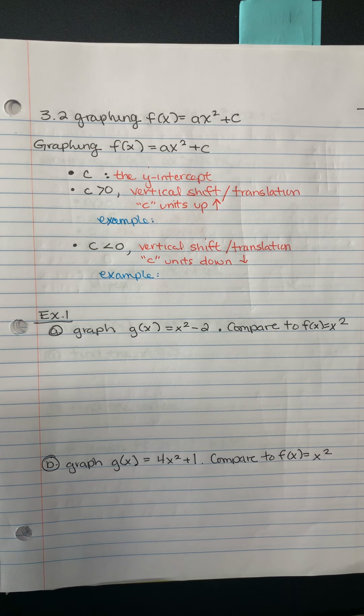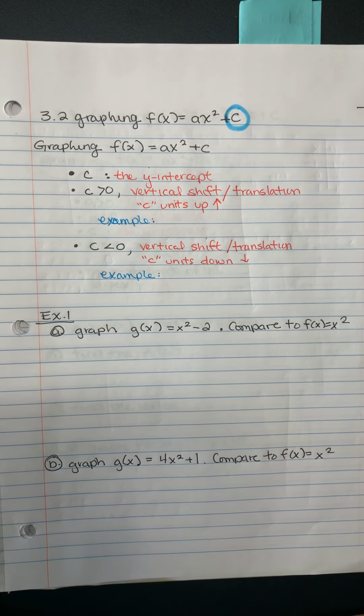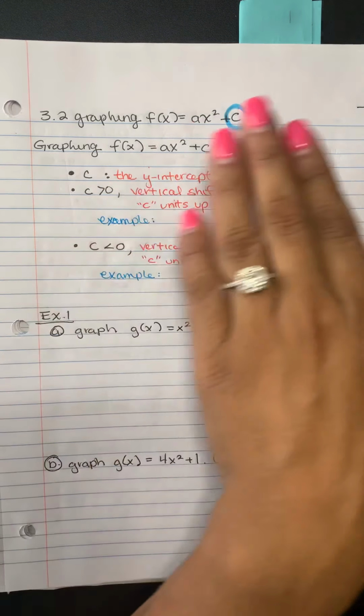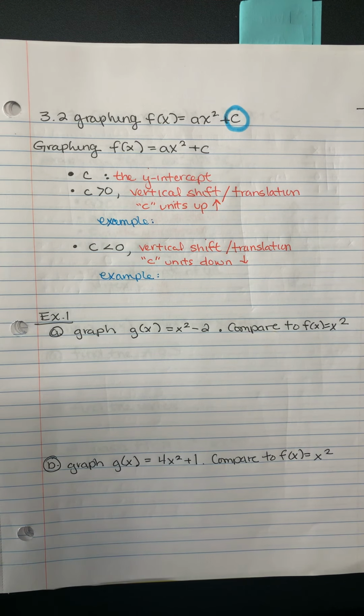Hi students, 3.2 graphing f of x is equal to ax squared plus c. When you wrote down your 3.1 notes, we just had ax squared. Now we're introducing you to c, okay?